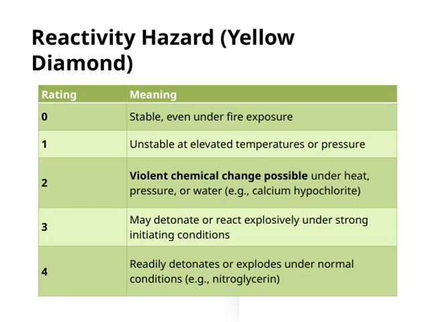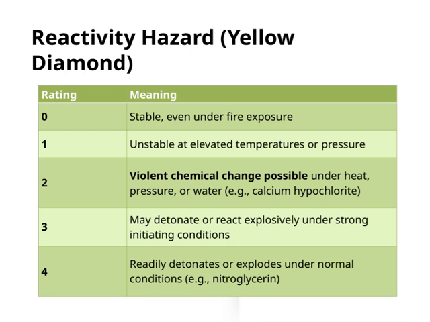Let's take a closer look at this table, which helps us understand the reactivity hazard ratings represented by the yellow diamond. Starting with a rating of 0, this indicates a substance that is stable and remains so even when exposed to fire or other severe conditions. Moving up to a 1, we see that some materials become unstable only at elevated temperatures or pressures, so they're more sensitive but not immediately dangerous.